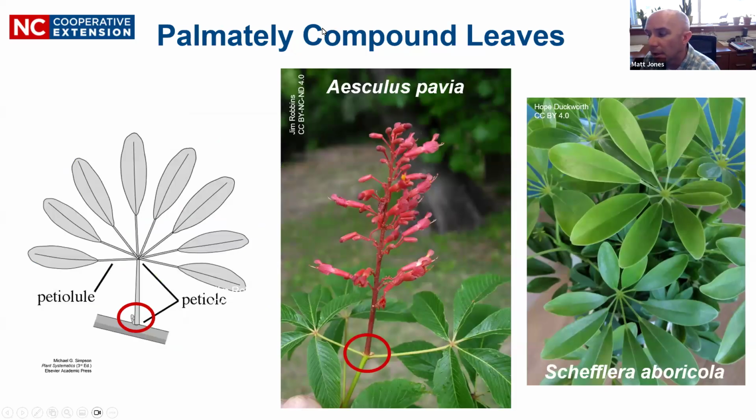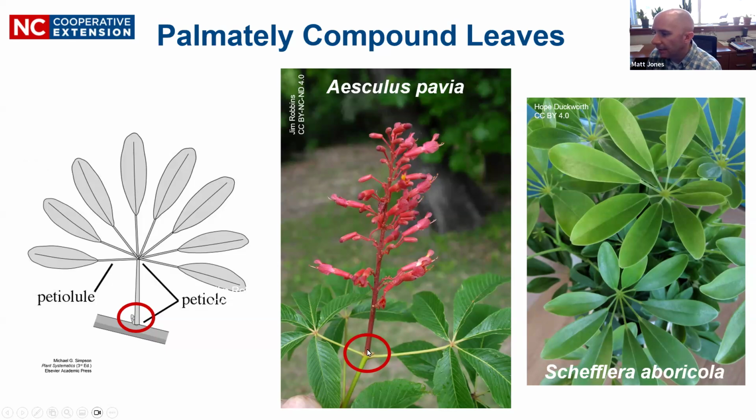Examples of palmately compound leaves include buckeyes. This is one of our native buckeyes, Aesculus pavia. Here is a single leaf. Here's a bud. Here's a bud. There are no buds at the base of these leaflets here. Notice too that the leaves are oppositely arranged.